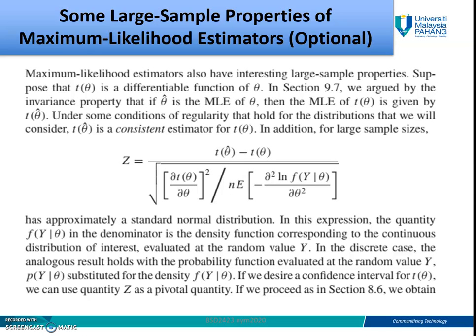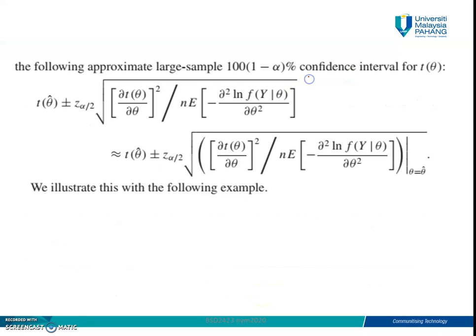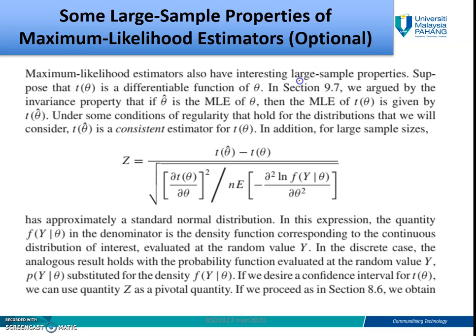Some large sample properties of the maximum likelihood estimator. Considered additional, but I just want to touch on a few things here. You can see that the maximum likelihood estimator also has interesting large sample properties. That means if you have a large sample, there are interesting things to know. So suppose that t(theta) is a differentiable function of theta. That means this one can be differentiated.